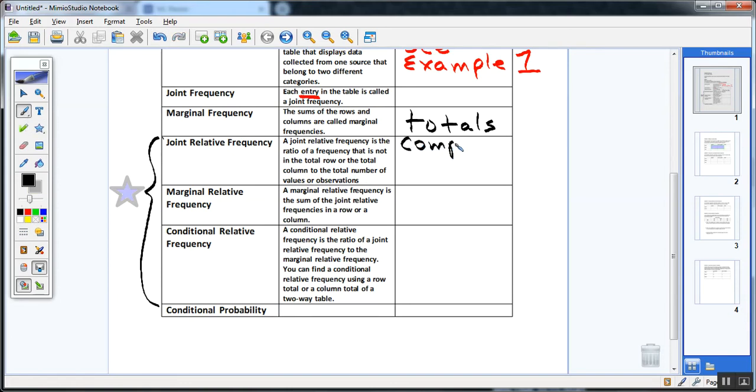I'm going to write down, compares your joint frequencies to the overall total. It's going to compare your joint frequencies to the overall total. And what I mean by that is this.